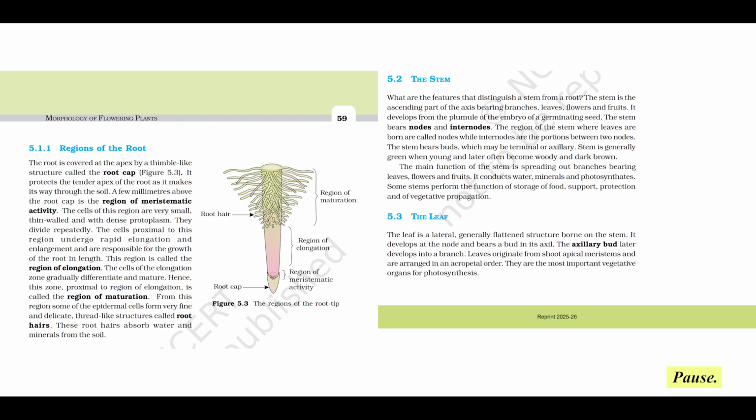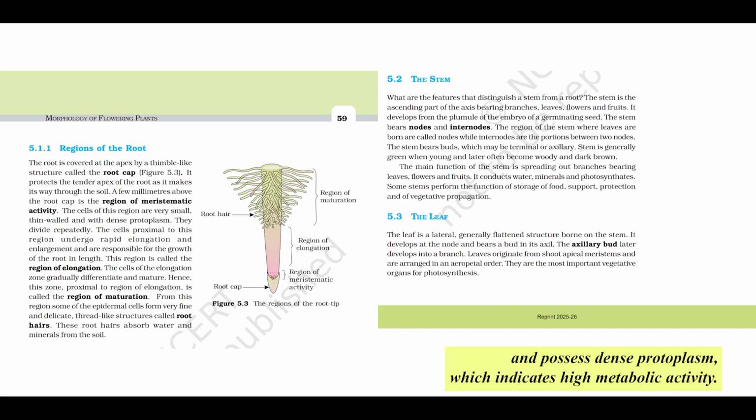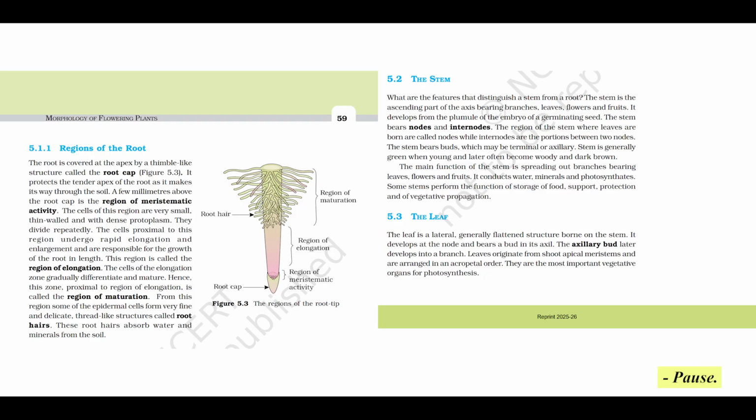Now, moving just a few millimeters above the root cap, we encounter the region of meristematic activity. This is where the core of root growth truly begins. The cells in this region are quite distinctive. They are very small, have characteristically thin cell walls, and possess dense protoplasm, which indicates high metabolic activity. Their crucial function is to divide repeatedly through rapid mitosis, constantly producing new cells. This continuous cell division is what adds new cells to the root, contributing to its overall growth. So this is the cell factory, basically. Yeah, that's a good way to put it.